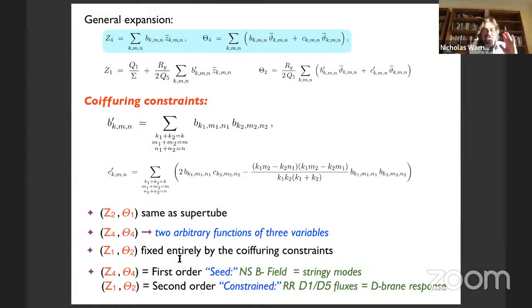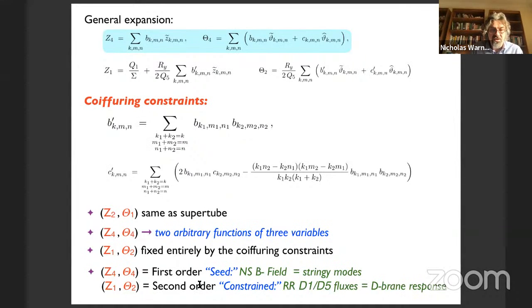And so the way you should think about this, and I think this contains very important physics, is that Z4 and theta 4 are the sort of leading order or first order seed excitation. And remember its holographic origins. It's in the Neveu-Schwarz B field. It's not in the D1, D5 fluxes. It's in the B field. And remember, we're trying to model stringy modes going up the D1, D5 system. So it's kind of natural to say, okay, the thing you get to choose is the distribution of stringy mode seeds that you're going to have in the D1, D5 system.